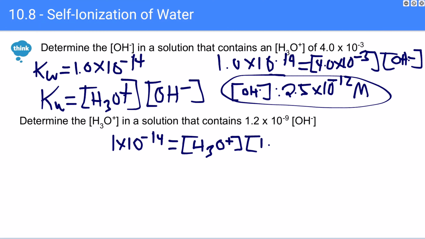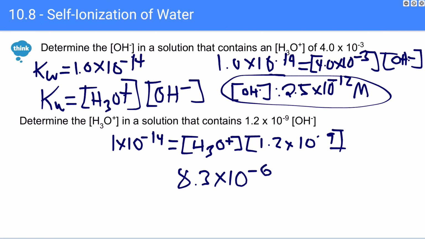And we're going to plug in our OH minus. So 1.2 times 10 to the negative 9th. And we're just going to algebraically solve for that like we just did. So 1 times 10 to the negative 14th divided by 1.2 times 10 to the negative ninth. Again, parentheses, please. And what we get is 8.3 times 10 to the negative 6. Sorry, my calculator was not in scientific notation, so I actually had to think about it. And that is equal to my H3O plus.